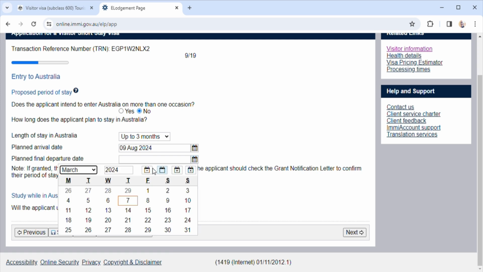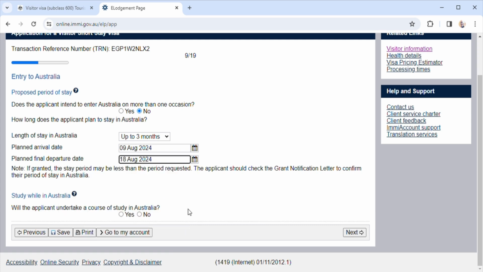For me, I would say we are going to spend there only one week. So it will be August up to 18th. You understand, guys? You can see the period 1 week is enough for you guys. Will this applicant undertake a course of study? You say no. Then we go next.